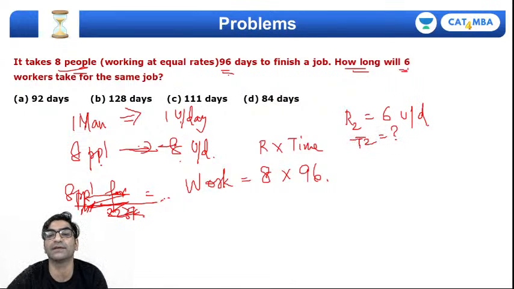How long will they take together? So the same work will be done by the second group also, no? So this will be 6 into T2. So on equating, you'll get the answer.